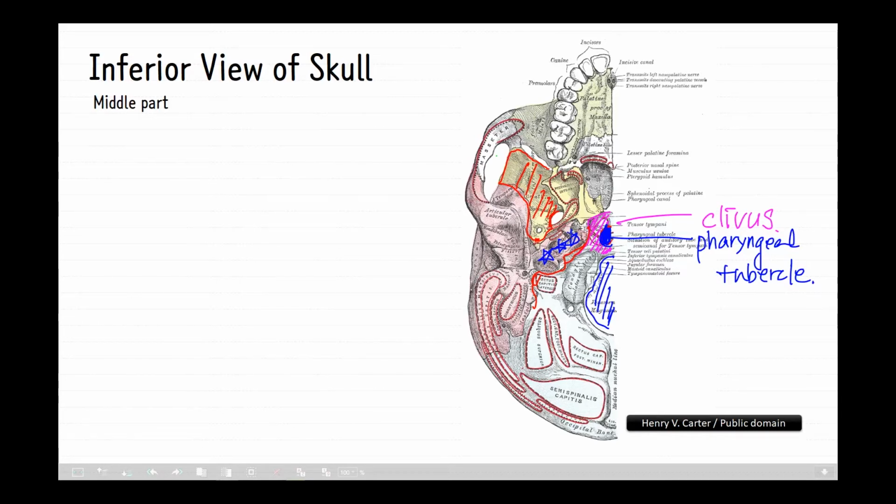Each petrous process meets the basilar part of the occipital bone at the petro-occipital junction here, which is deficient posteriorly at the jugular foramen. They meet, but there is a deficit in the posterior area, a hole or foramen here, and this is the jugular foramen.